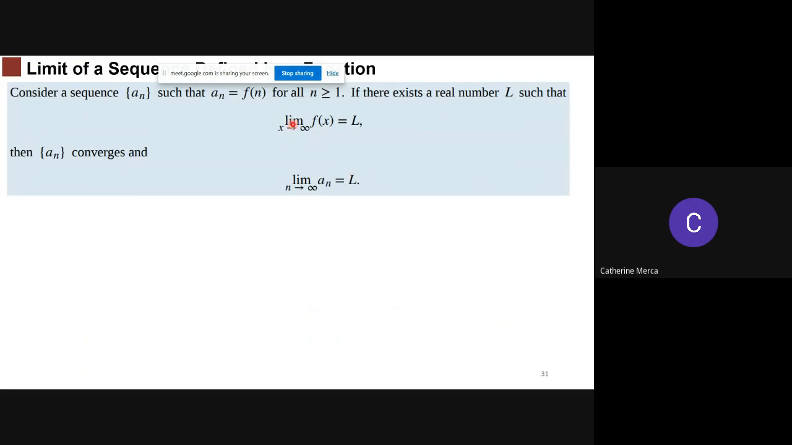So, if we consider this one, this is how we write it. A sequence a sub n can be written as f of n, a function in terms of n, for all n greater than or equal to 1. If there exists a real number L such that the limit of f of x as x approaches infinity is equal to L, then a sub n converges, and the limit is your L.